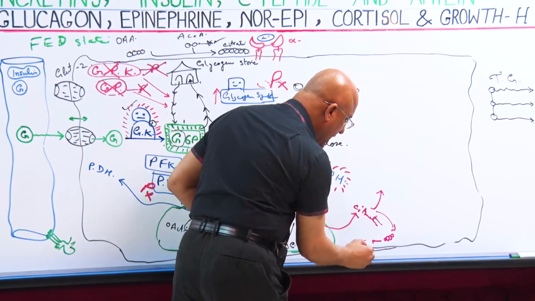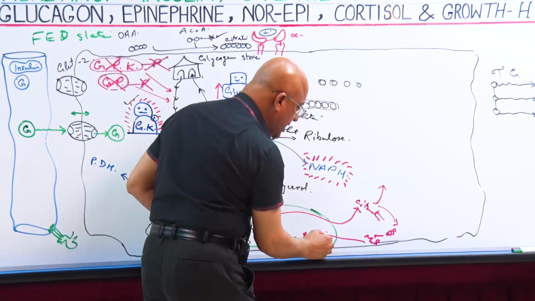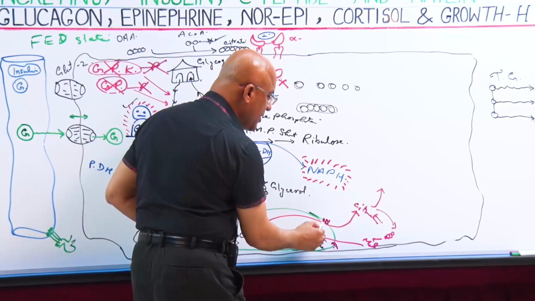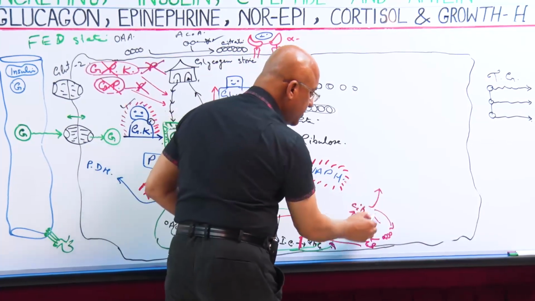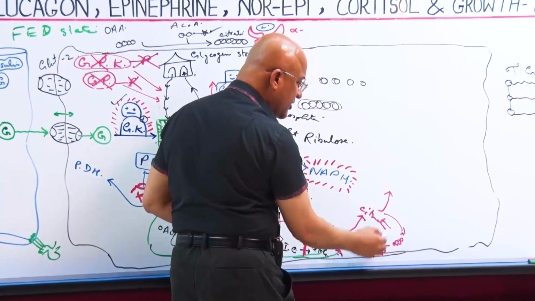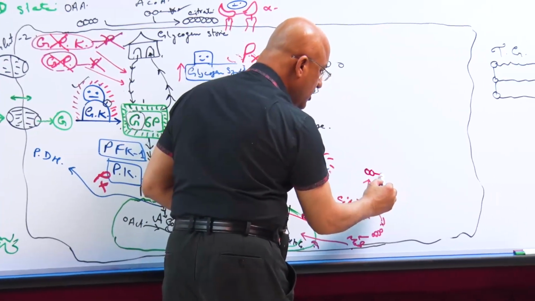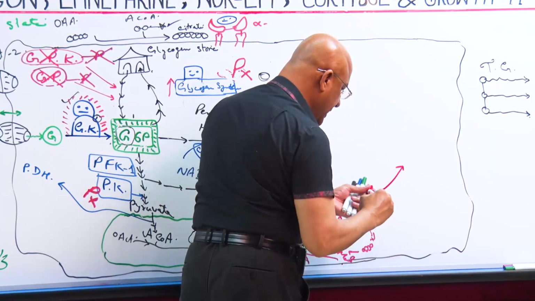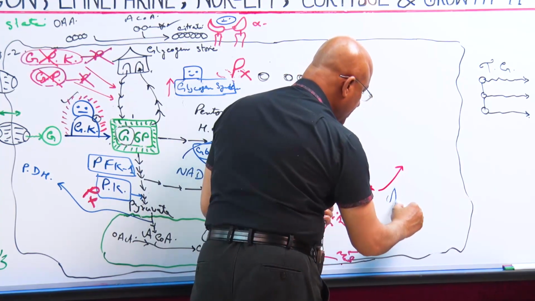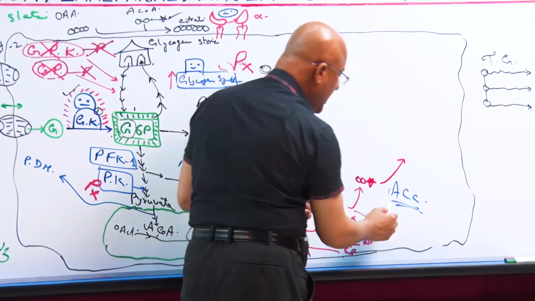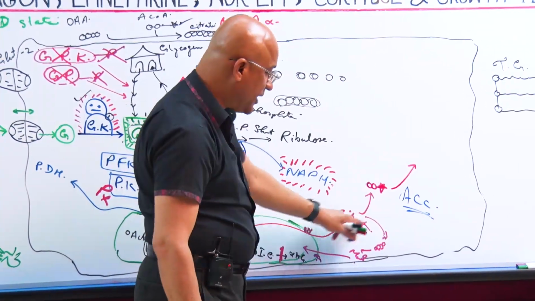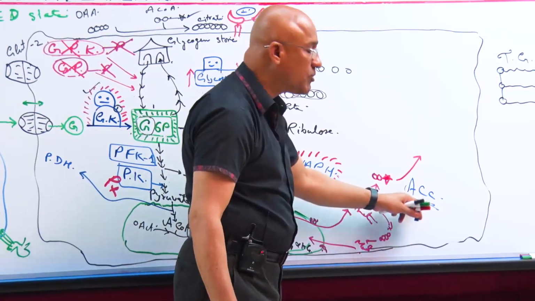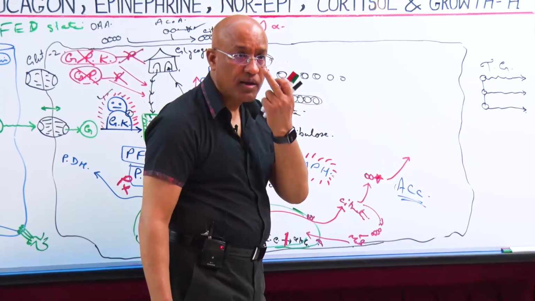Oxaloacetate, then into malate, and then back through the malate shuttle. And here, which shuttle is working? The citrate shuttle. Citrate breaks down into oxaloacetate and acetyl-CoA. Then what was the enzyme here? ACC. ACC was activated by citrate. It was activated by dephosphorylation, and its synthesis was also increased by insulin, right?